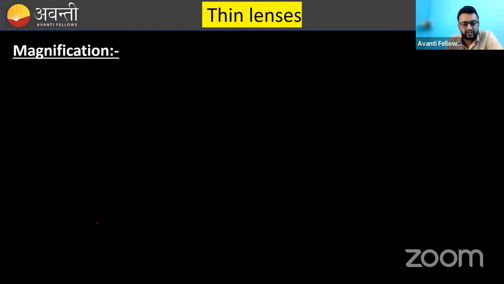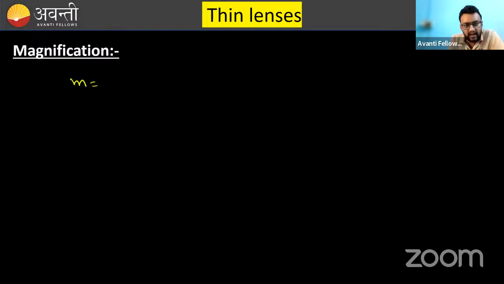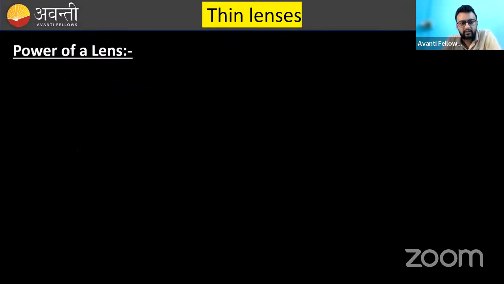Magnification. Again, magnification is a basic term. Magnification is height of image divided by height of object. In case of lens, it comes out to be V over U. V over U. Moving further. Remember this formula. There is nothing more in that.